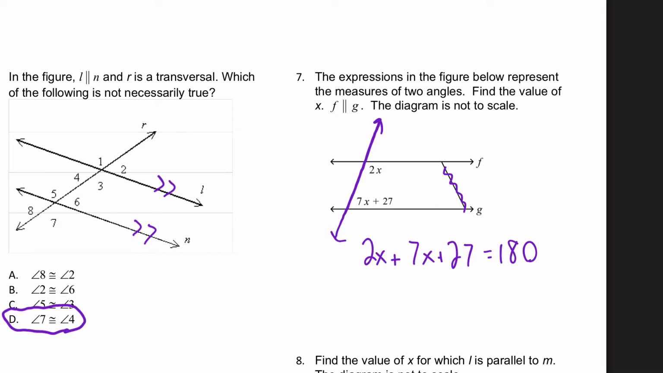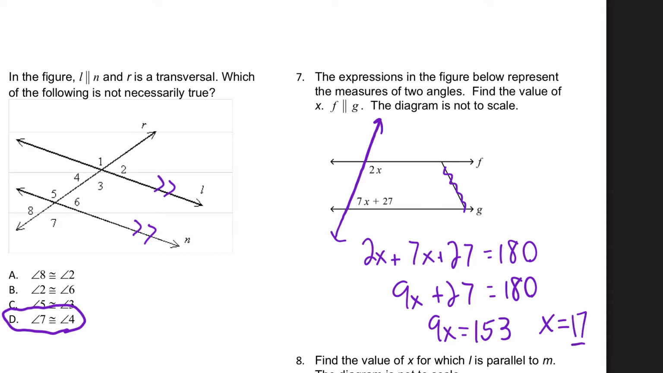They must be supplementary. So 7x plus 2x is 9x. Okay, that's as much simplification as I can do. I can subtract 180 minus 27 and get 153. And 153 divided by 9 is 17. X equals 17.